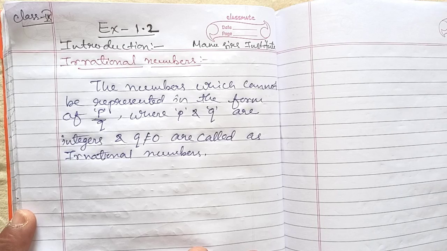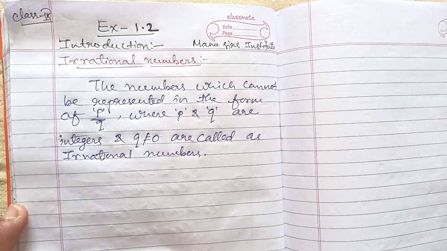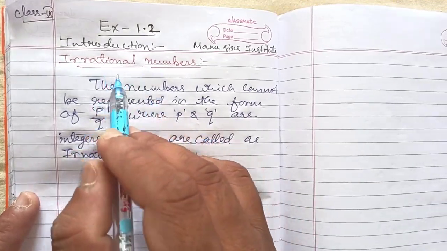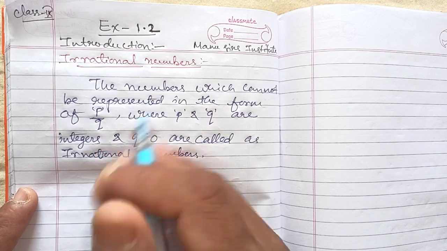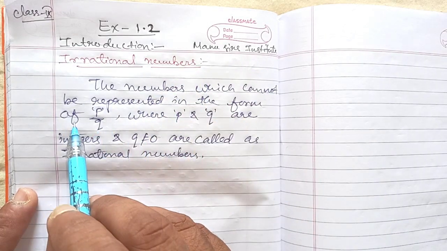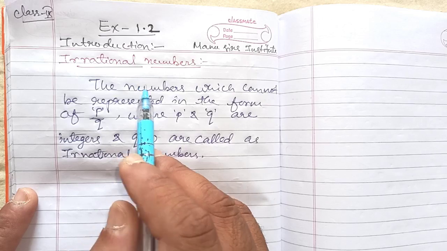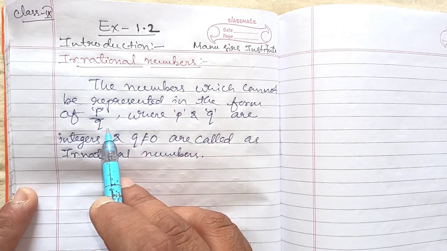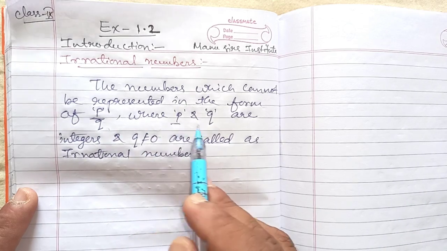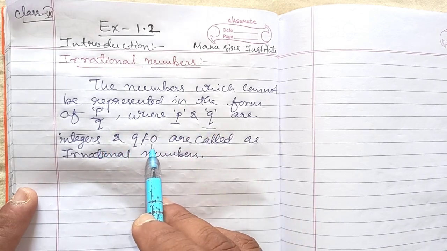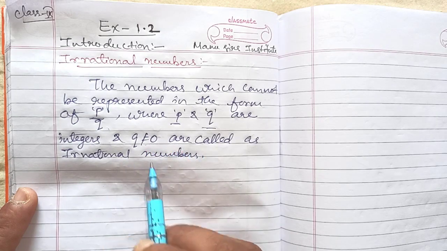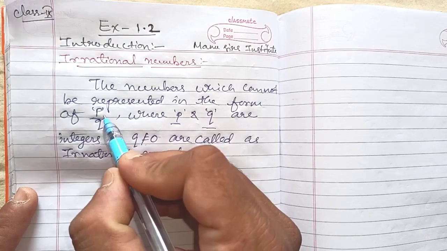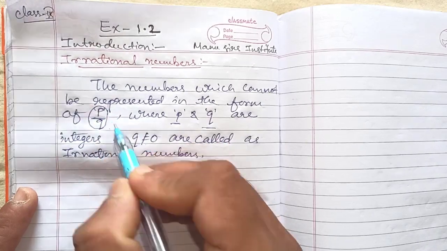Before starting the exercise we will go through the introduction part. In this exercise we will discuss irrational numbers. In my previous video I explained all the numbers, but I will recall it again. What are irrational numbers? Irrational numbers are the numbers which cannot be represented in the form of p by q, where p and q are integers and q is not equal to 0. So the definition says that those which cannot be represented in the form of p by q are irrational numbers.